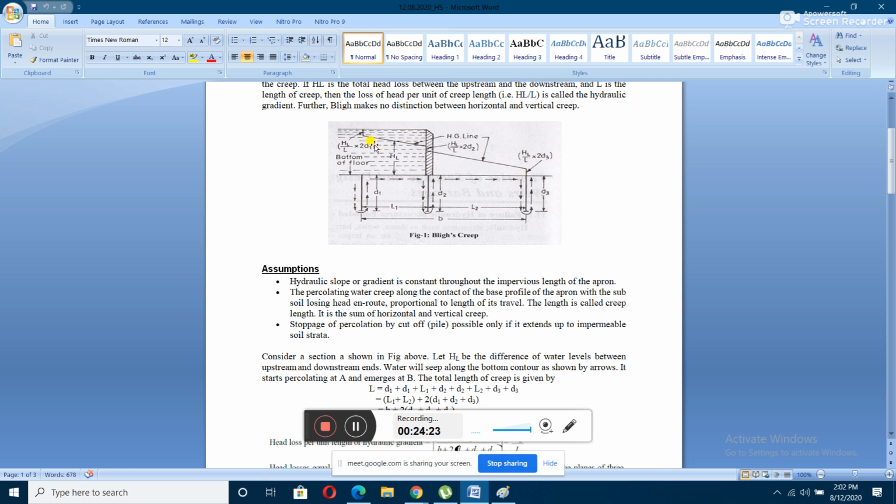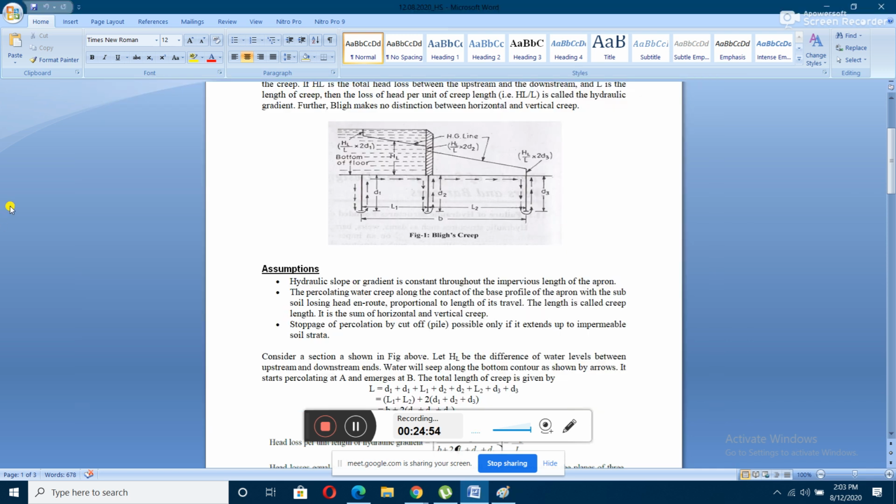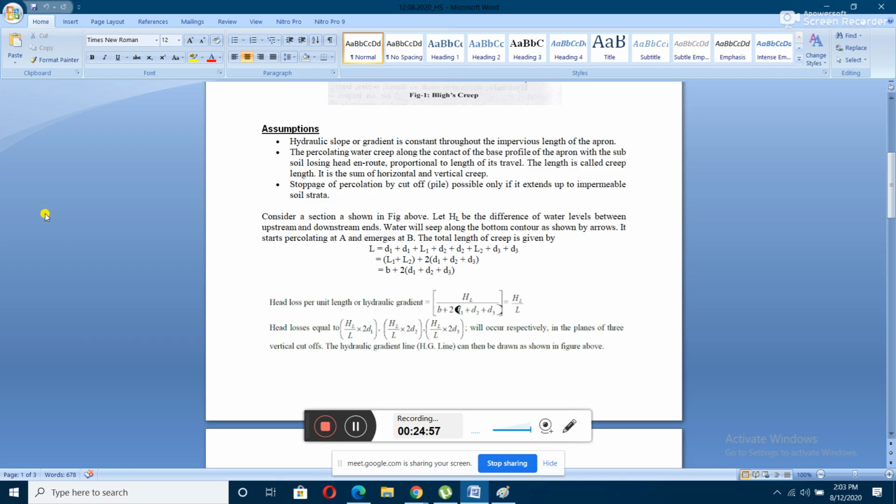So the hydraulic gradient line will be looking like this. There it will be like this. Then there will be a downward direction, a vertical line. Then it will come down like this, another vertical line. Then it will come down like this, another vertical line. It will end here. This is your hydraulic gradient line. Okay, has everybody understood this? Tell me. A bit complicated, this one.